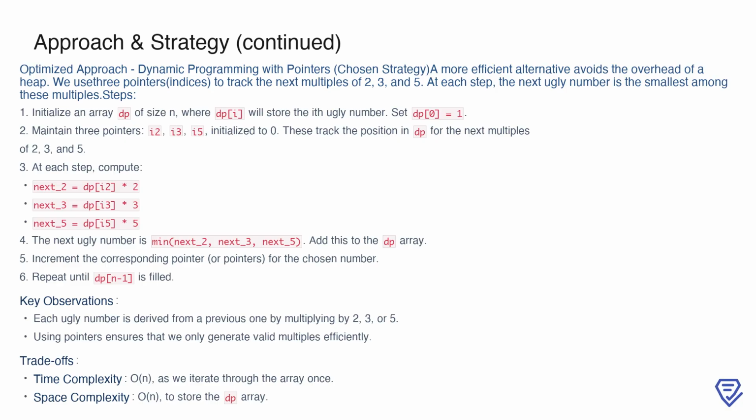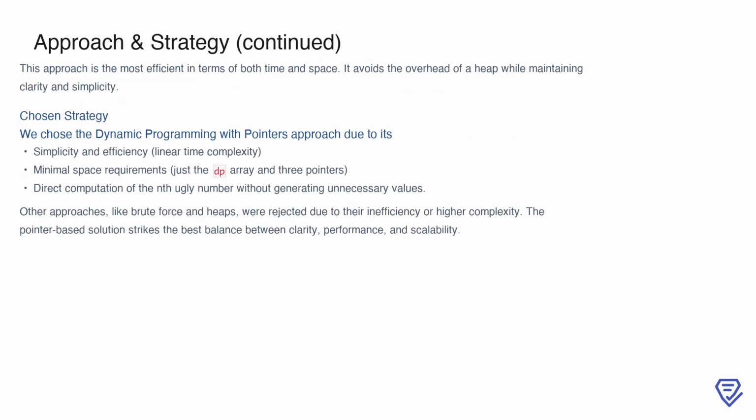The key advantage is that this method ensures each ugly number is derived directly from a previous one by multiplying it by 2, 3, or 5. The time complexity here is linear, O(n), as we generate each number in constant time, and the space complexity is also O(n), which is required to store the dp array. This pointer-based approach stands out as the most efficient in terms of both time and space complexity.